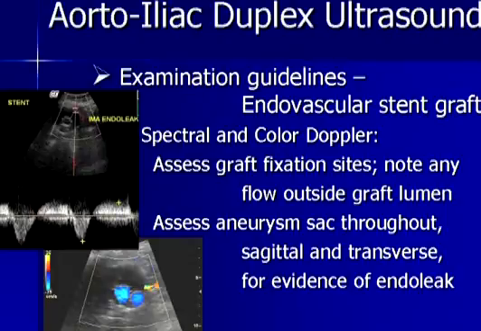You're going to look at them with both spectral and color Doppler imaging. Once you've assessed the graft fixation sites, look very carefully for any flow which might be outside the graft lumen. You're going to assess the residual aneurysm sac completely and thoroughly throughout in both sagittal and transverse views for any evidence of endoleak and document the velocities. Remember, at this point, you're looking for very slow flow, so you want to optimize your color Doppler imaging controls for very low flow sensitivity while you search for the endoleaks. And also do not forget to turn up your color Doppler gain as high as possible before you get into flash artifact problems.